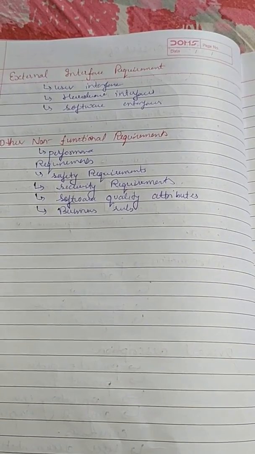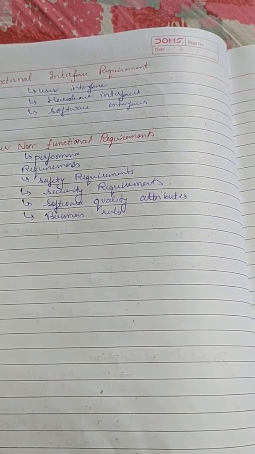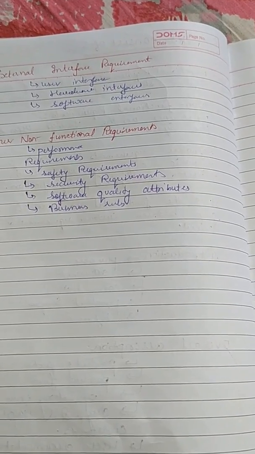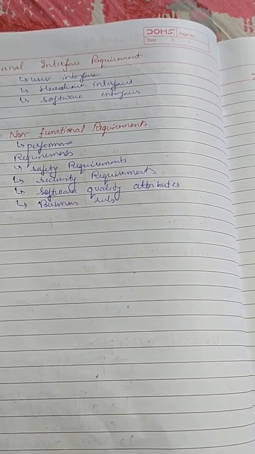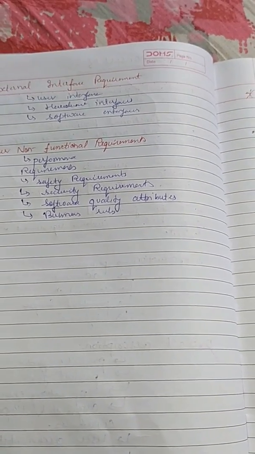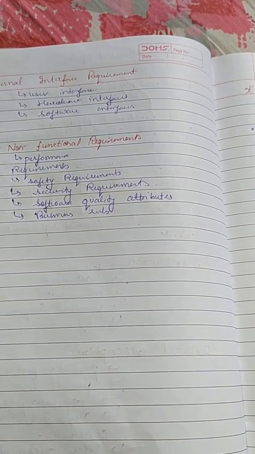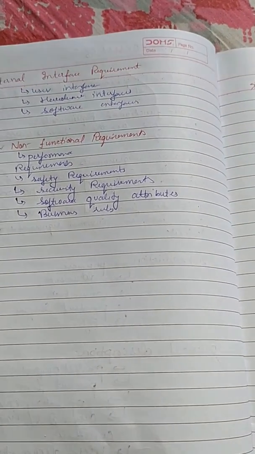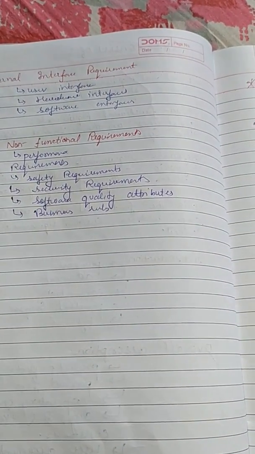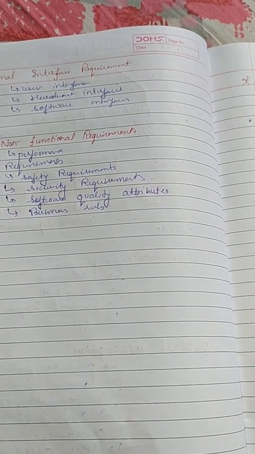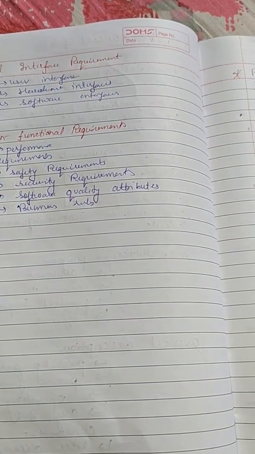Other non-functional requirements are performance requirements. What are the security firewall measures we are taking to secure our system? Security management plans, software quality attributes, how we are ensuring the quality of the software, and business rules and models. What business model is it, whether an enterprise resource planning software or an e-commerce based software.